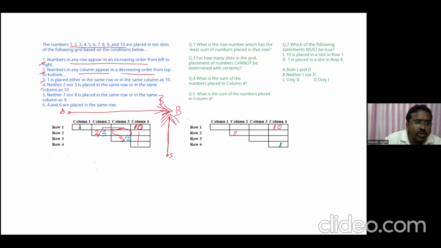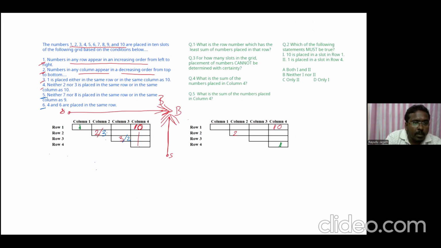So 2 by 3, 3 by 2 is making one set, making 2 cases. Now we can say that the fourth point is saying neither 2 nor... Fifth point, neither 7 nor 8 is placed in the same row or in the same column. And sixth point is saying 4 and 6 are placed in the same row. So there should be one row having two blocks compulsorily for 4 and 6.